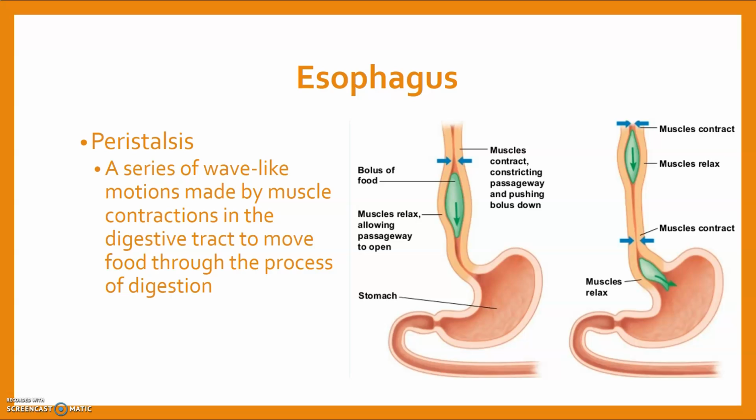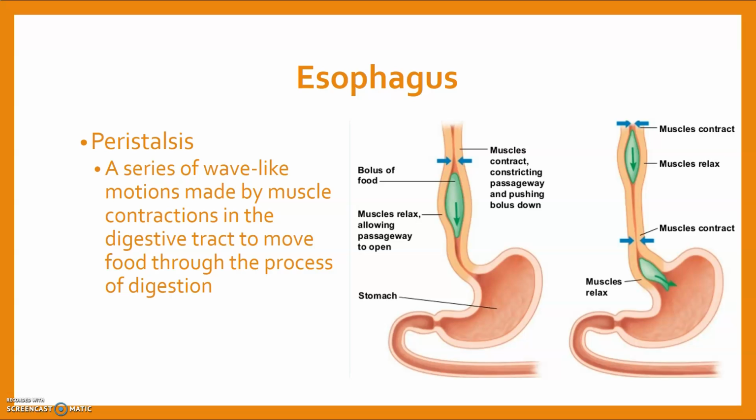Along with the mucus lubricating the food on the way to the stomach, there's also a contraction of the muscles within the esophagus. And these contractions have a special name. These contractions are called peristalsis. And peristalsis, by definition, is a series of wave-like motions made by muscle contractions in the digestive tract. And the point of this peristalsis is to further help that food move through the process of digestion.